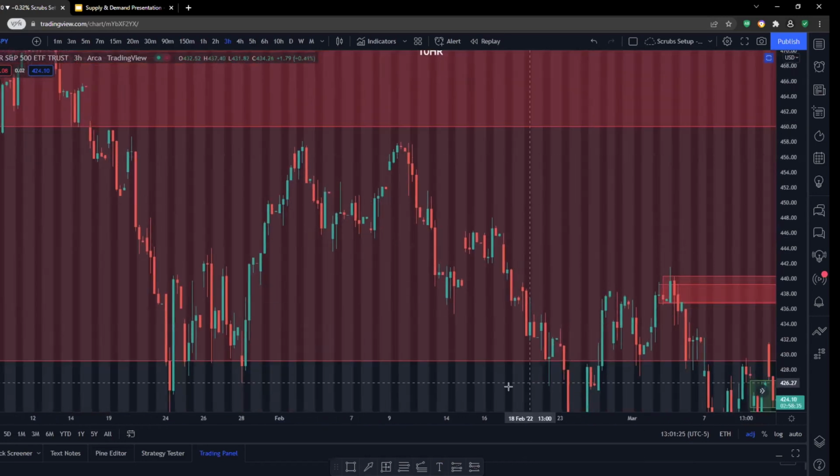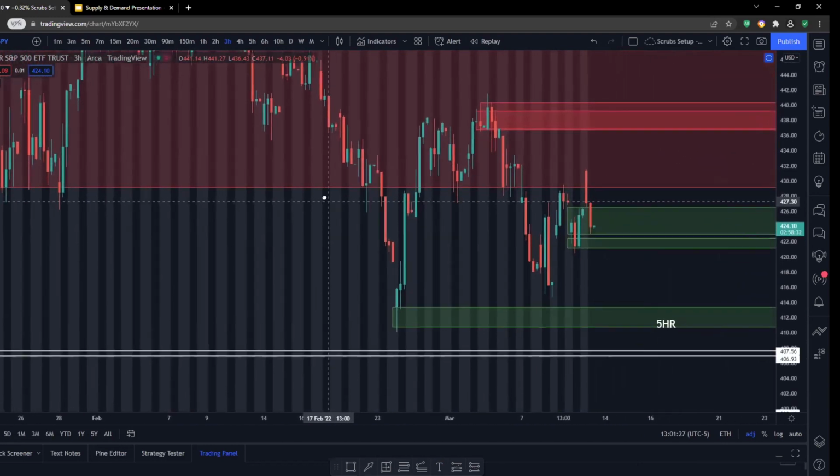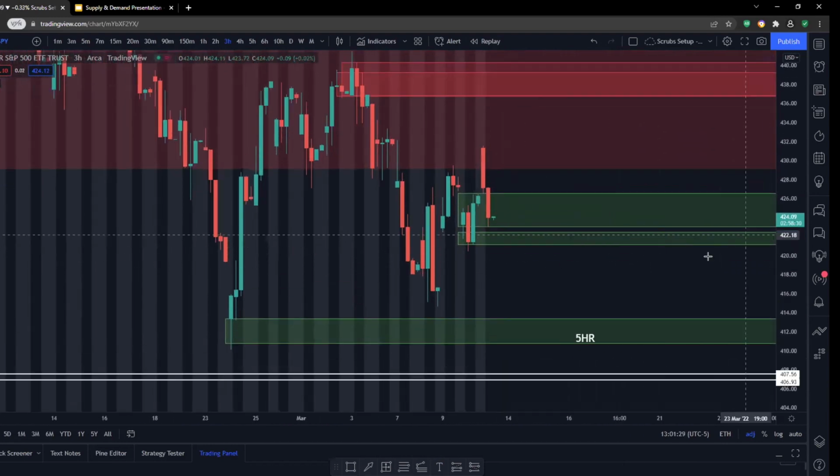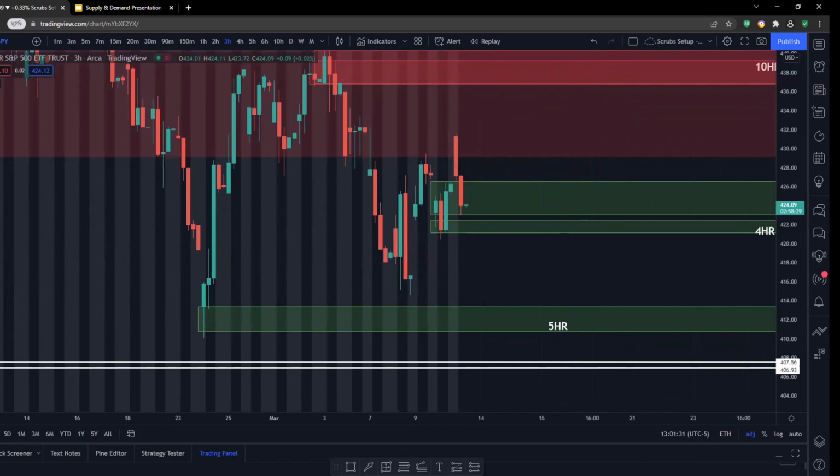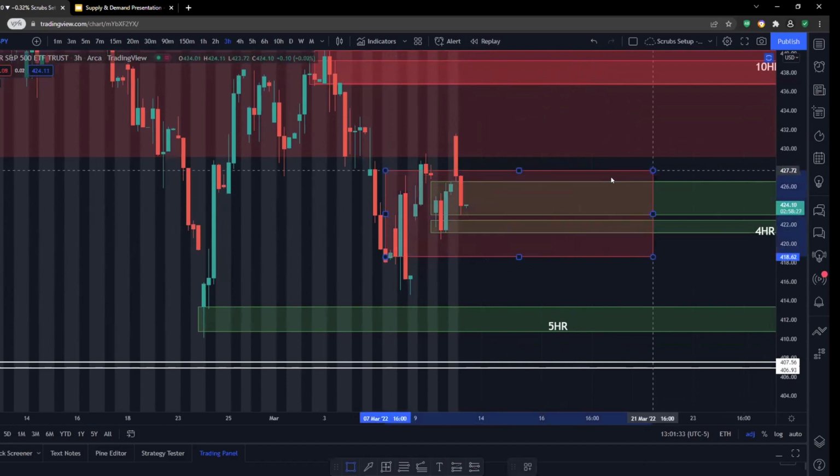So then let's see if anything else is popping out of this. We did create a supply zone yesterday right here, but if you look, it ended up being invalidated. So then we would just get rid of it.